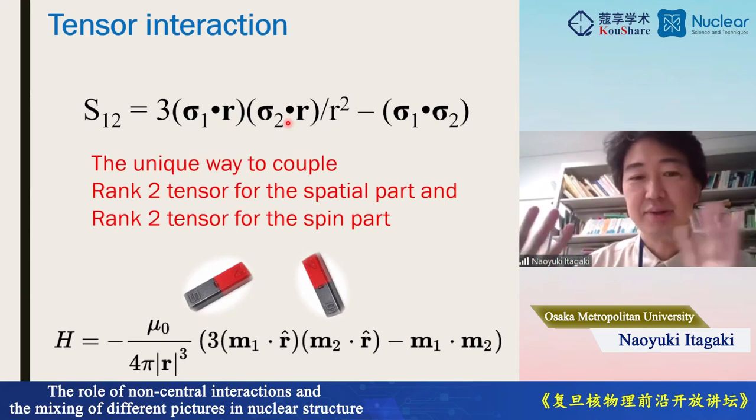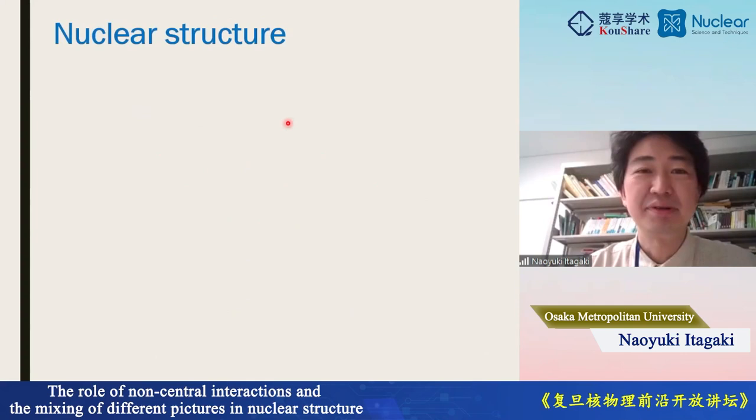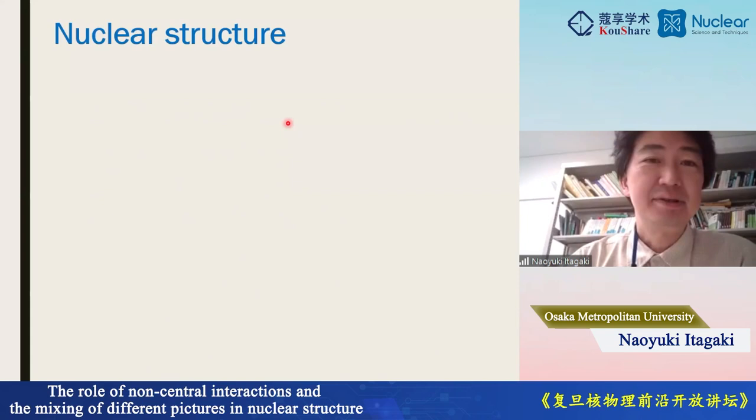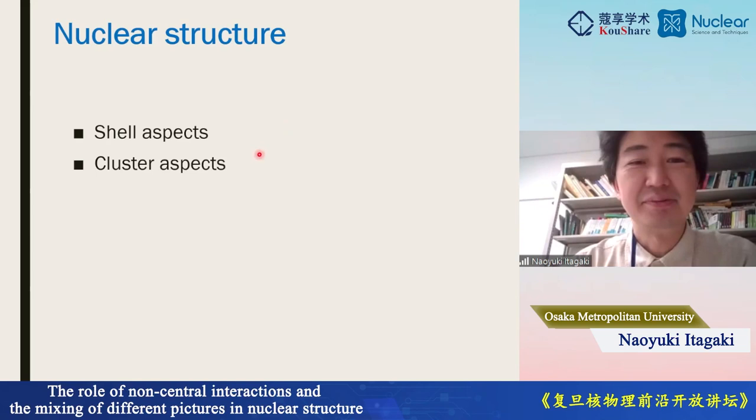Okay, so this is a nuclear interaction. I hope you already know. And let us move on to the nuclear structure. What I'd like to tell you is that the nuclear structure is rich. We have different aspects: shell aspects and cluster aspects. And Professor Bojo is a master of this clustering. I know him for a long time. But I'd like to start with the shell aspects.